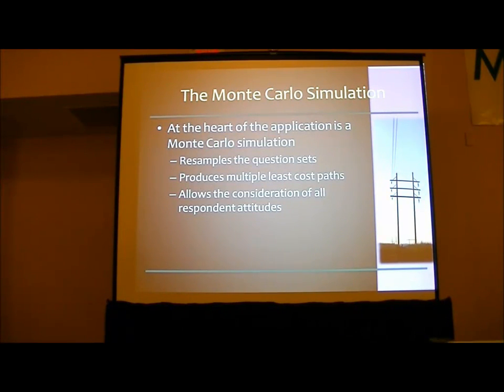The benefit of this is it uses multiple least cost paths, so at the end we have a general area of where the public will be amenable to placing the transmission line. And it also includes all of the respondent attitudes. So instead of just saying, okay, we're just going to assemble the people who agree, we actually assemble all of the respondents and say, okay, we want to consider people who don't agree.